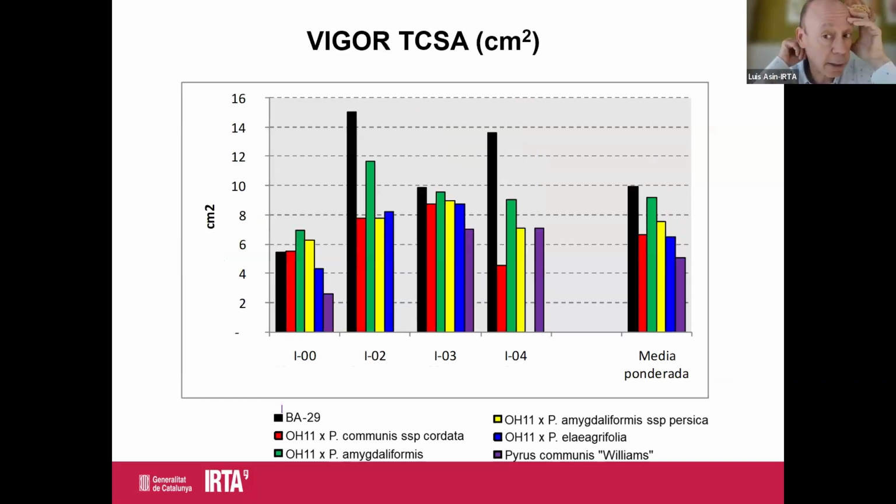And this case is the trunk cross-sectional area. We are looking for new rootstock with a bigger, similar, or slightly lower value in comparison with the BA29. You can see that the biggest of the quinces is around 10 square centimeters. And just this one, that is Pyrus biamygdaliformes, is quite similar, close to 9 centimeters. But the rest, you can see that the value is from 5 to 7, and it's an important reduction in comparison with BA29.